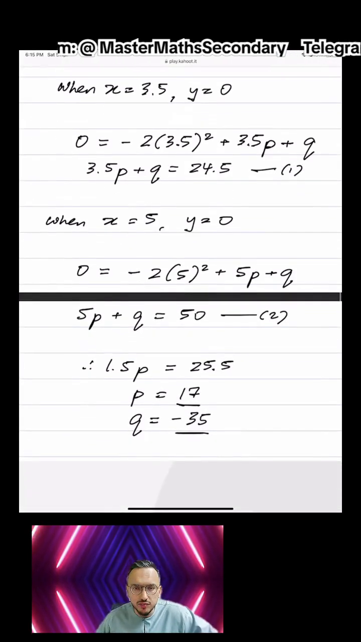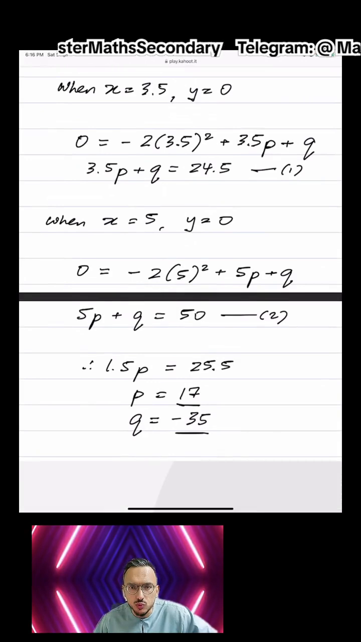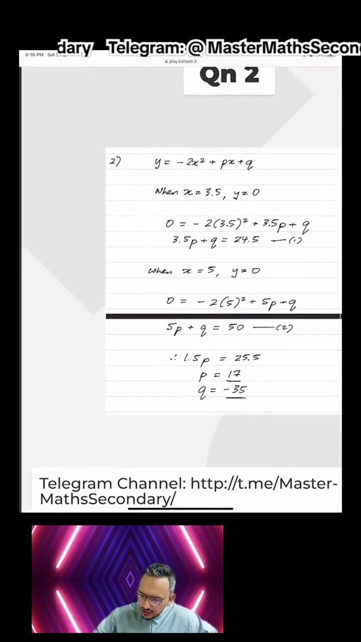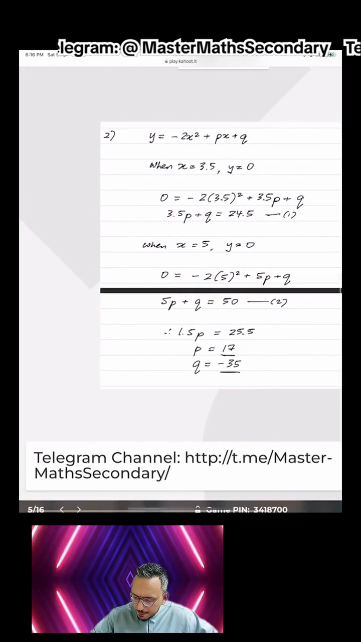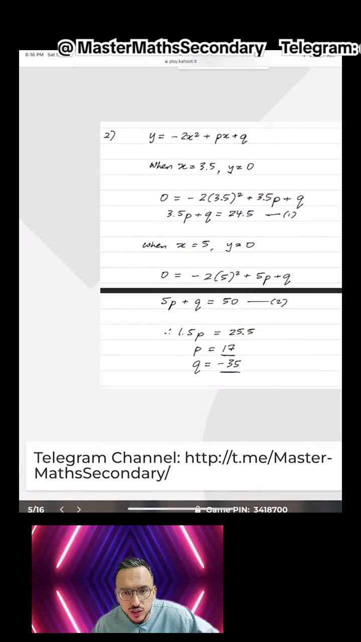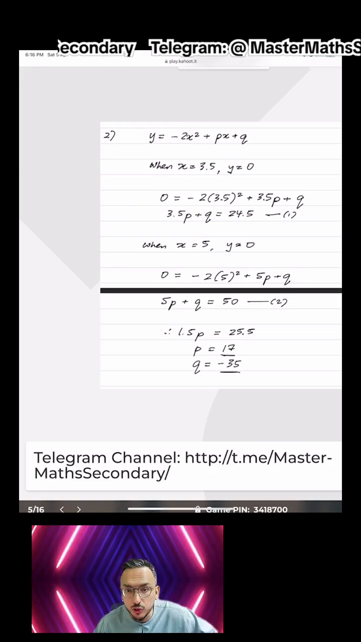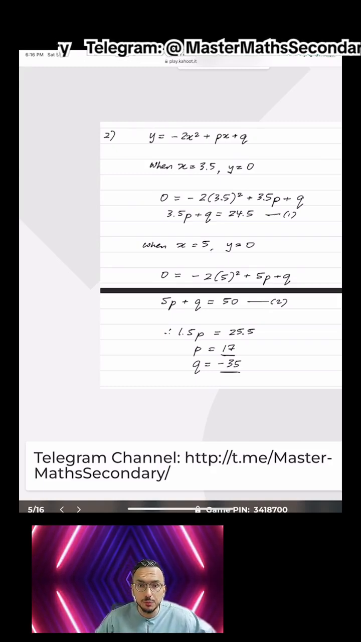Okay, so you solve the simultaneous equation, you will get P equals 17, Q equals negative 35, guys. So this is the solution. By the way, guys, all these solutions will be posted inside the Telegram channel, which is what you see at the bottom of your screen there. MasterMaths Secondary.